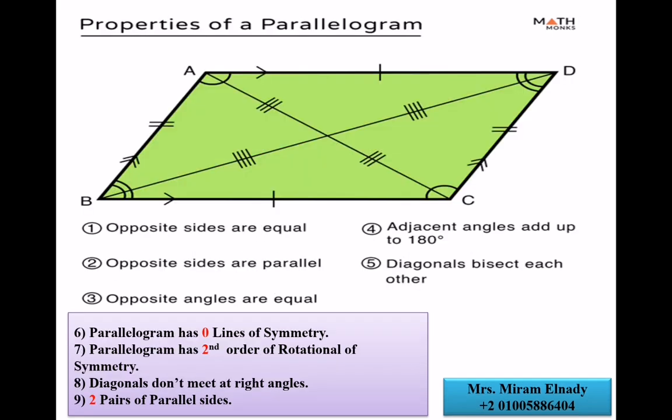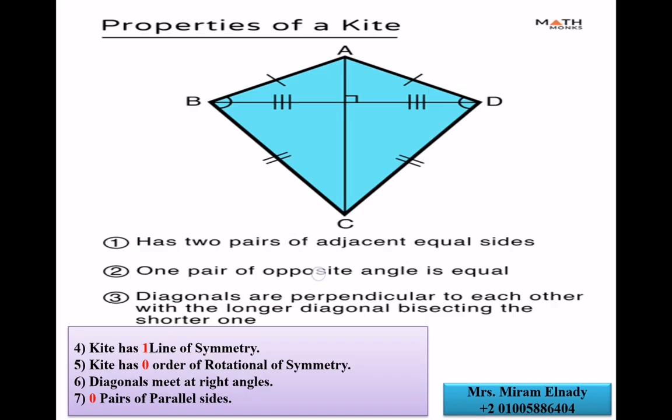Opposite sides are parallel, opposite angles are equal, there will be two acute and two obtuse, and diagonals bisect each other, but they do not meet at right angles, do not meet at 90 degrees. It's like the rectangle: they bisect each other, but they do not form a 90-degree angle. And also remember, the parallelogram has 0 lines of symmetry and has second order of rotational symmetry, and diagonals do not meet at right angles, and two pairs of parallel sides.